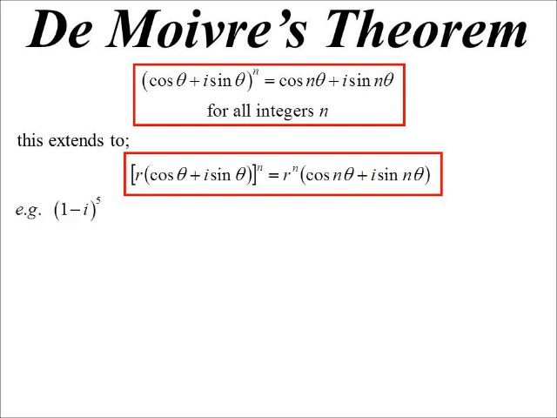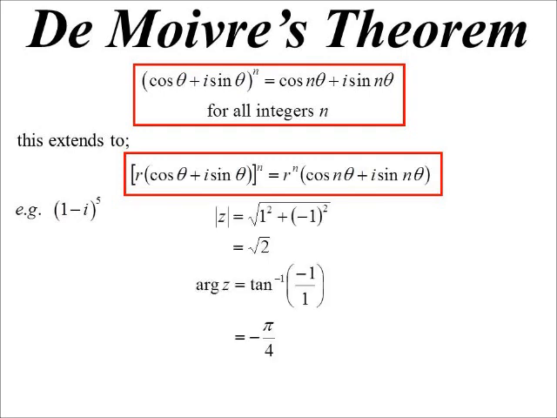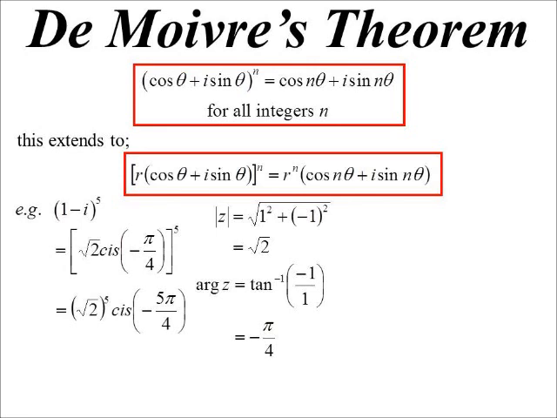So if I wanted to find (1 minus i) to the power of 5, yeah, sure, we could expand the whole thing out. That certainly would work. A little bit of time to do that. But we could change it to mod arg form. The modulus is root 2. The argument is minus pi on 4 for this one. So it becomes root 2 cis minus pi on 4, to the power of 5. So the root 2 will go to the power of 5, whereas the minus pi on 4 we multiply by 5. So it's 4 root 2 cis minus 5 pi on 4, and that's the answer in mod arg form.